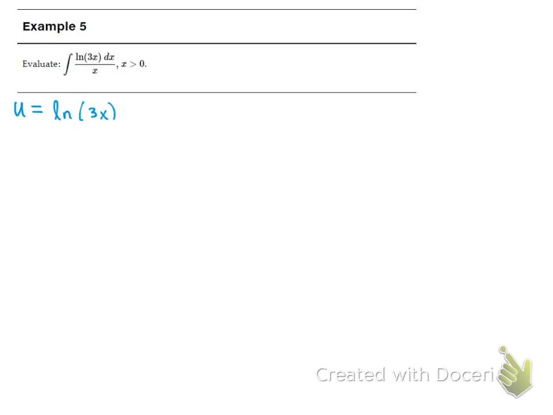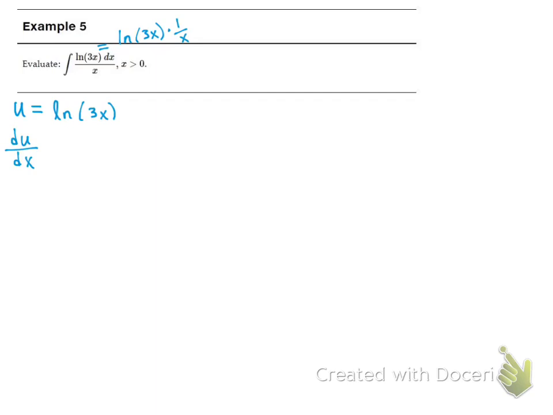The reason we want to do this is because, see how we have this division by x here? We could rewrite this integral as ln of 3x times 1 over x. And remember, whatever we choose for u, we have to take the derivative of it. So we have to find du over dx.